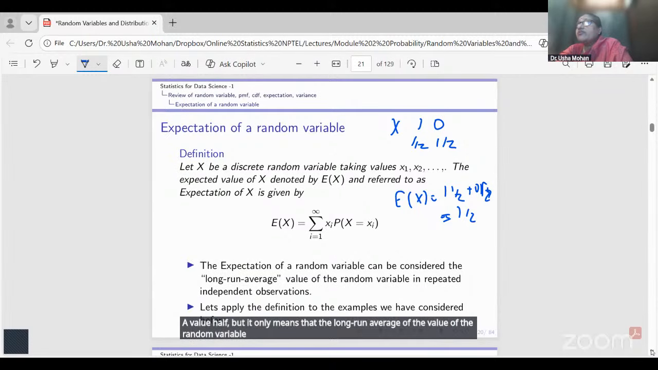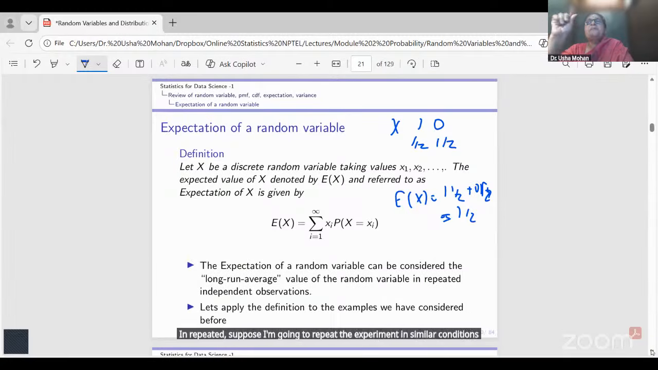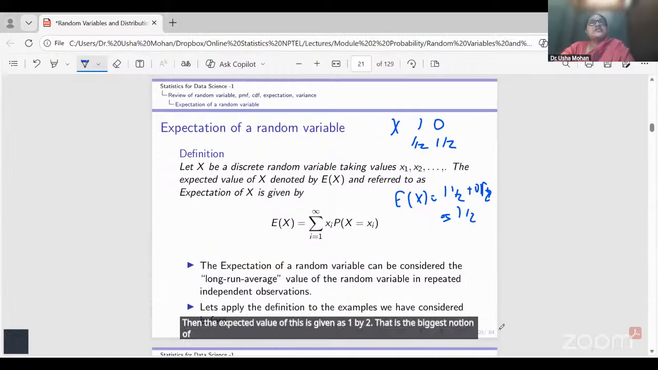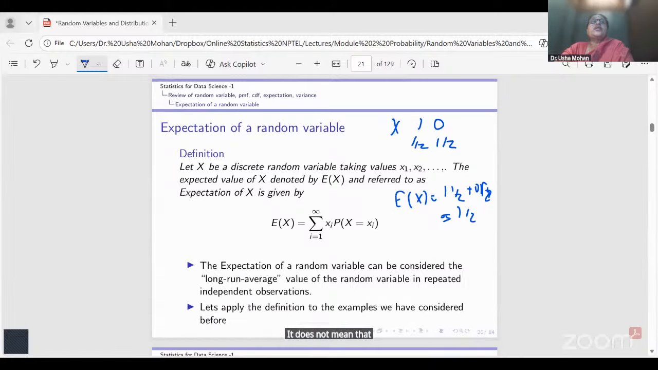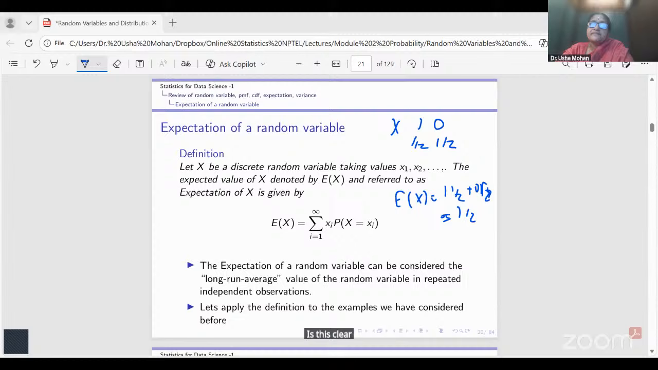The random variable takes either the value 1 or 0 in repeated trials. Suppose I repeat the experiment in similar conditions many times, then the expected value is given as 1 by 2. That is the basic notion of expectation. Is this clear? It does not mean that your X would take that value. It is the long run average of the value the random variable would take. Is this clear? Yes, ma'am.